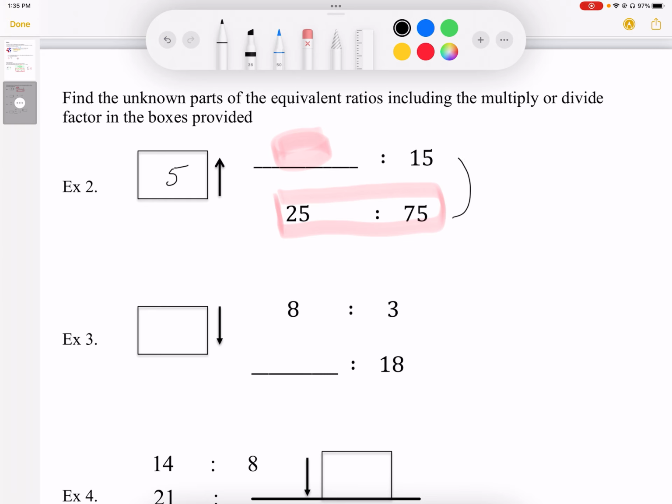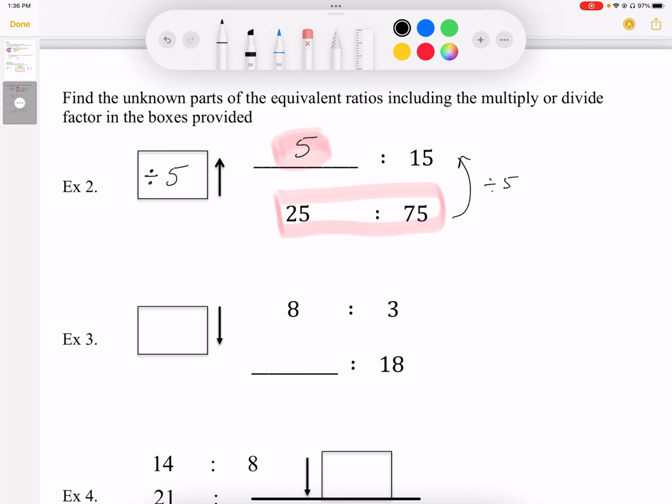Now going from bottom to top, I need to divide by 5. So I'm going to make sure I divide by 5, and in doing that, I'm going to divide by 5 on the other side, and my unknown proportion is 5. So the 25 to 75 ratio is the same as comparing 5 to 15.